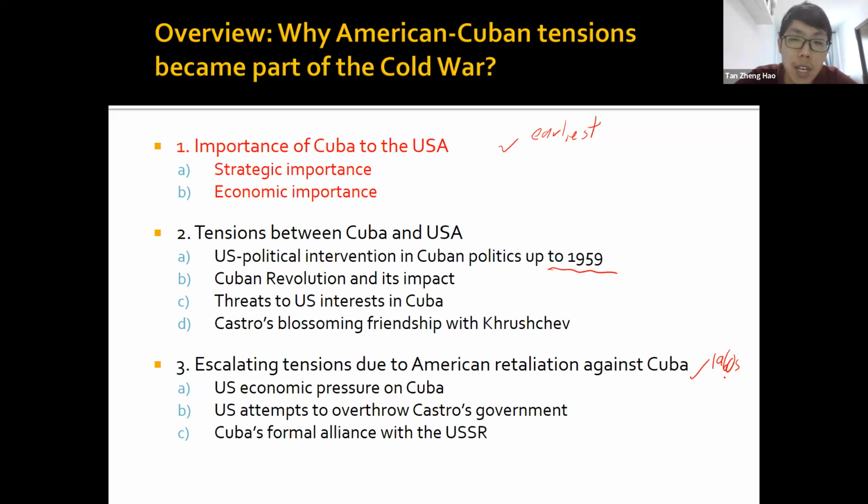You can think of these as different time periods. If an essay asks what caused the Cuban Missile Crisis, maybe you can take one factor from number 1 and one factor from number 3. Talk about different time periods so your answer doesn't overlap so much and sound the same. We want to look for different points. I'll cover each point one by one. Feel free to take a break if you want to, because this will be a long video.